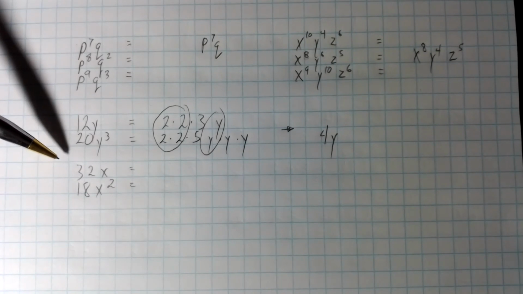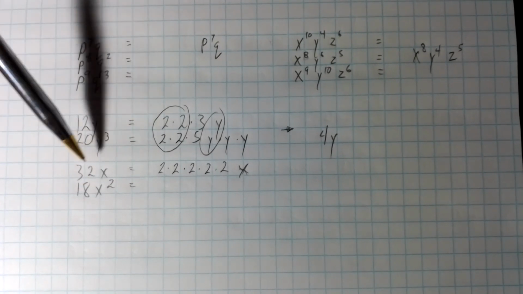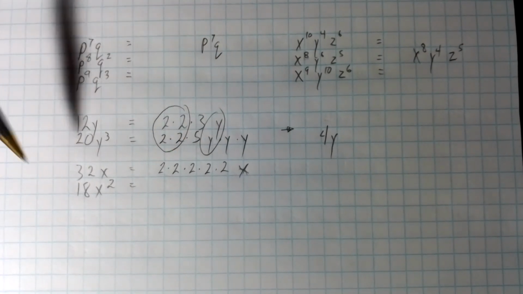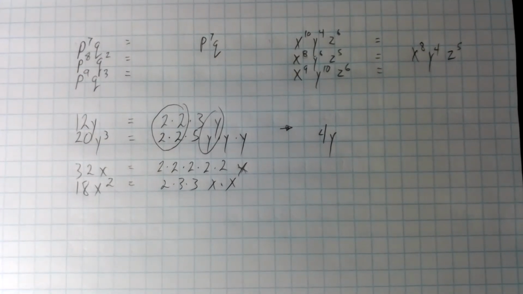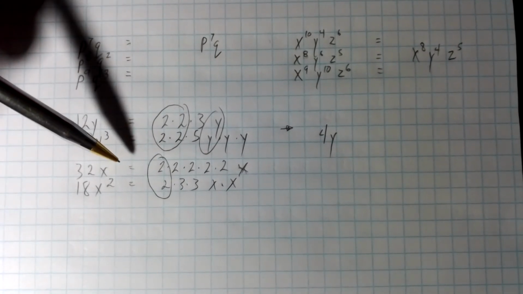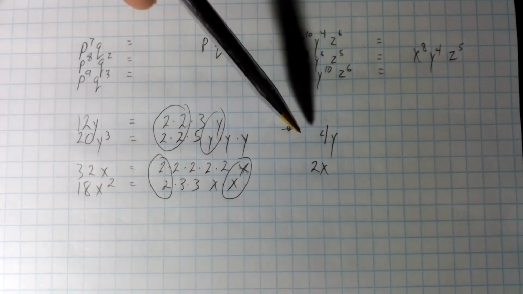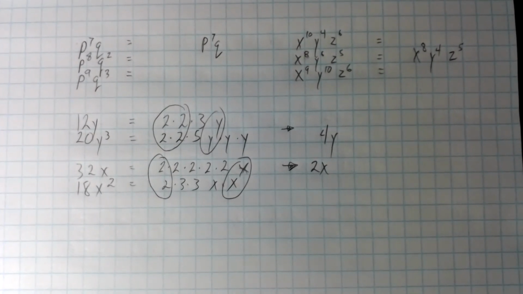Alright, here's my next 2 products, 32x and 18x squared. Again, knowing that 32 is 5 2's multiplied by each other, that comes up a lot. For 18x squared, I get 2 times 3 times 3 times x times x. And we have a couple 2's in common and a couple x's in common, but that's it. So greatest common factor is 2x.